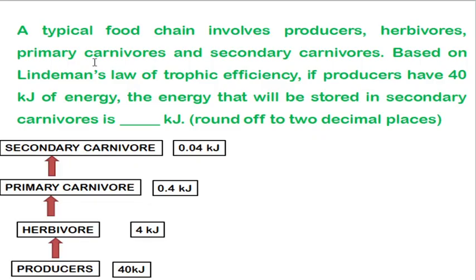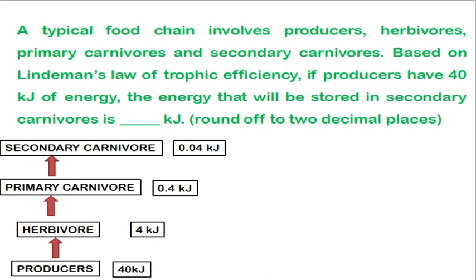The question is that a typical food chain involves producer, herbivores, primary carnivores and secondary carnivores. Based on Lindeman's law of trophic efficiency, a producer has 40 kilojoules of energy. What is the energy that will be stored in the secondary carnivore? First is the producer, the first trophic level, then herbivore, then primary carnivore. The top trophic level is occupied by the secondary carnivore. The energy of the producer is given as 40 kilojoules. Then what might be the energy of the herbivore?